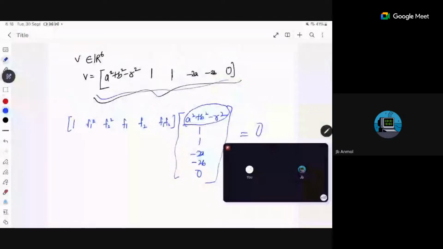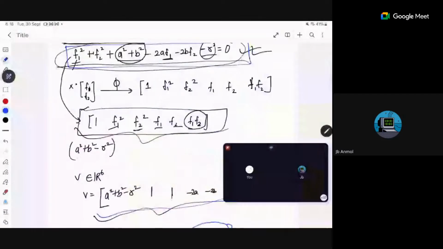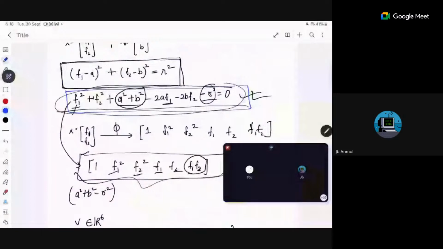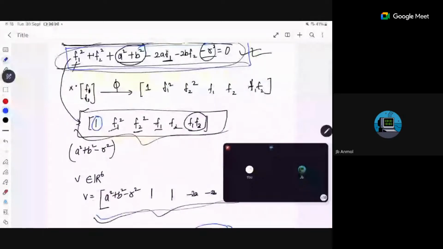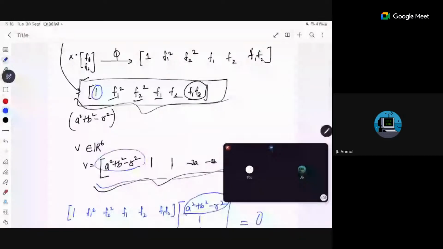This is coming from here. In the equation of the circle, we have the a square plus b square minus r square term, which is a constant. It doesn't have any dependency on f1, f2 or f1 f2. So that's why we have taken the coefficient to be 1 here, and that's how this 1 gets multiplied with a square plus b square minus r square. Is this for this specific case, or can it be generalized to any non-linear case? This is for the specific case.